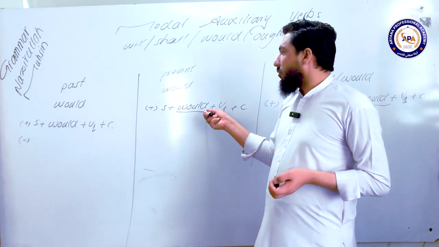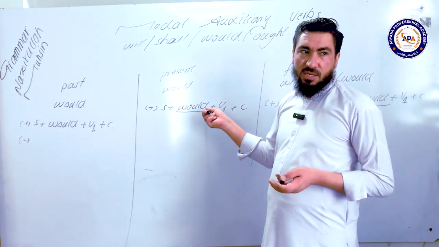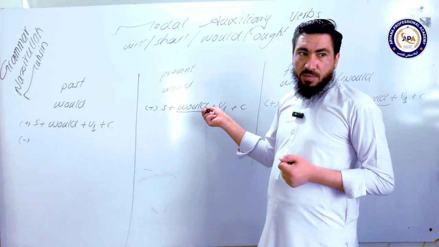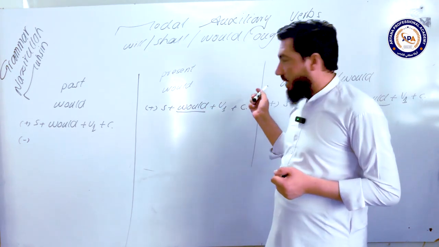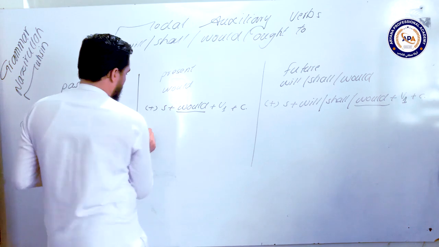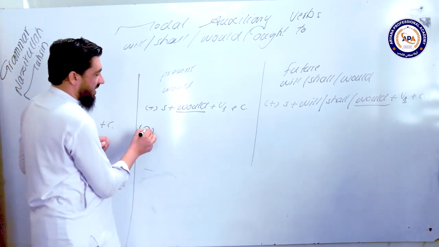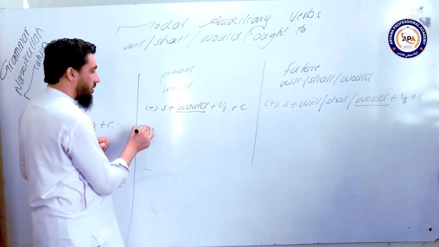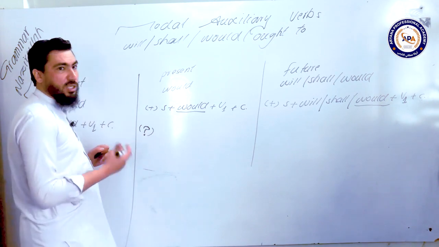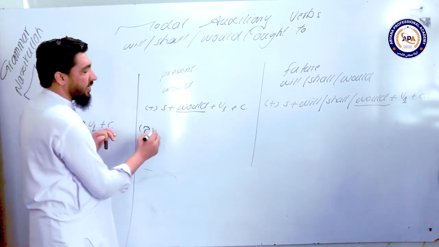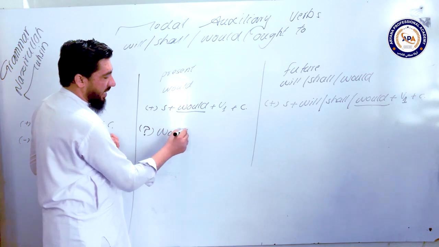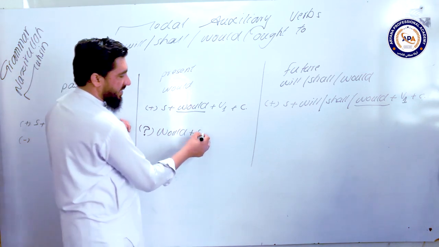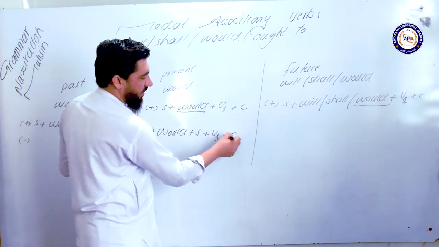In the present and future, we use would in an interrogative sentence, not in positive. She would help you. Because in the present and future, we use would for polite requests or suggestions. Then we use it in an interrogative sentence. We use would at the beginning, then subject, base form of the verb, and then complement.